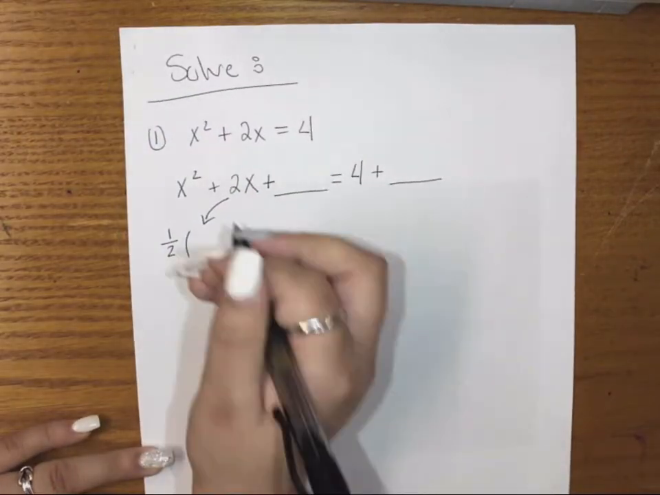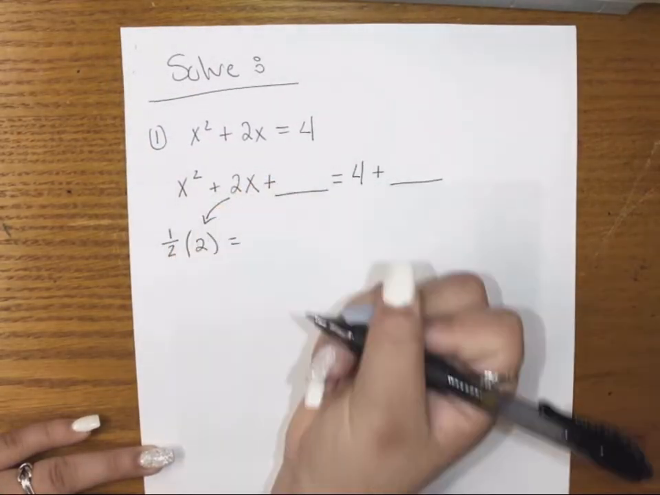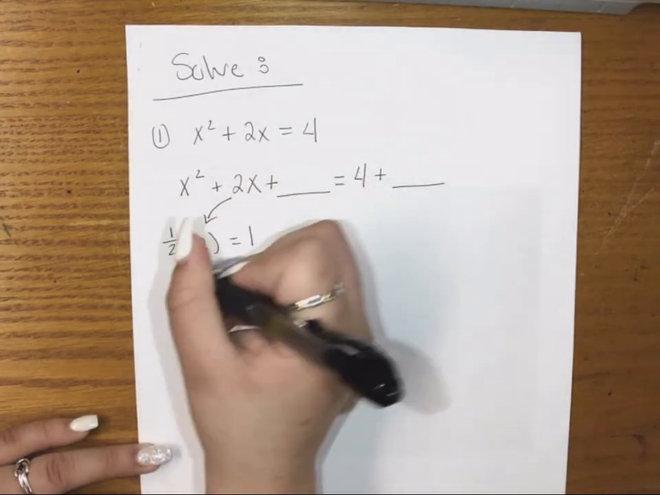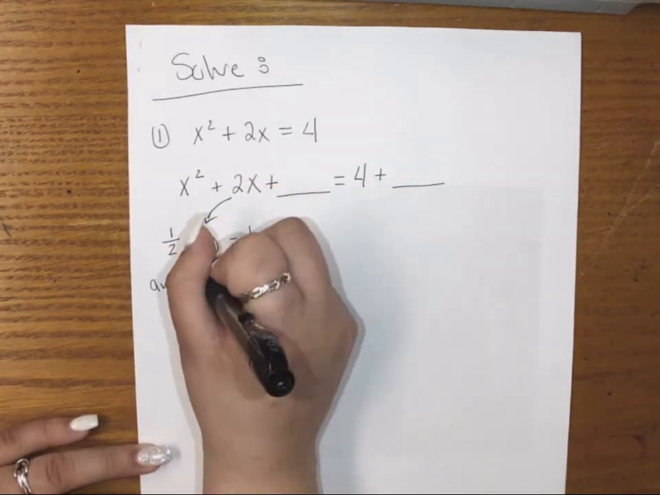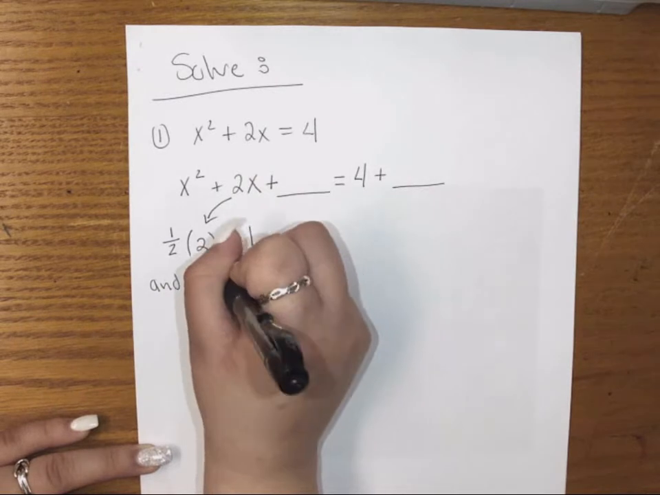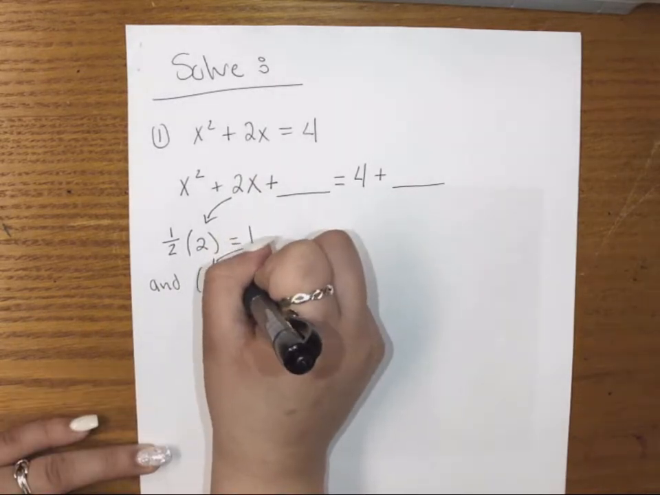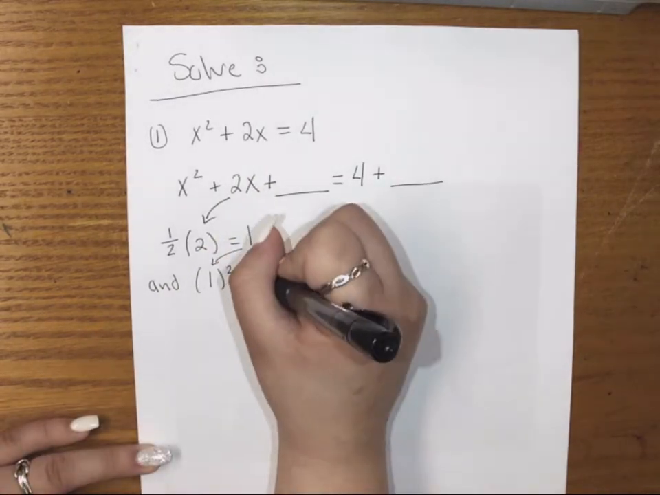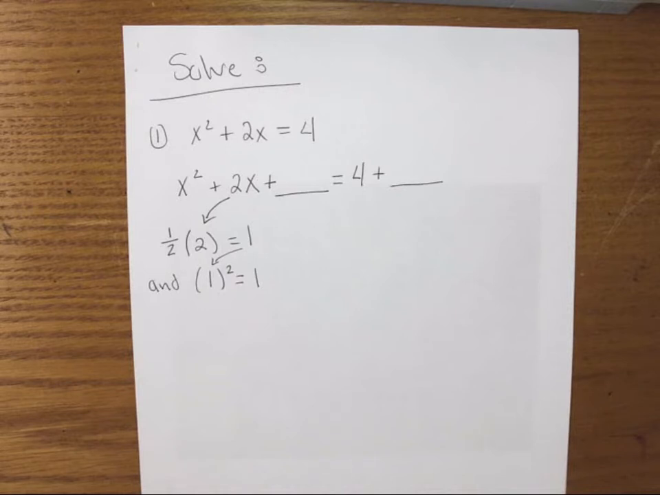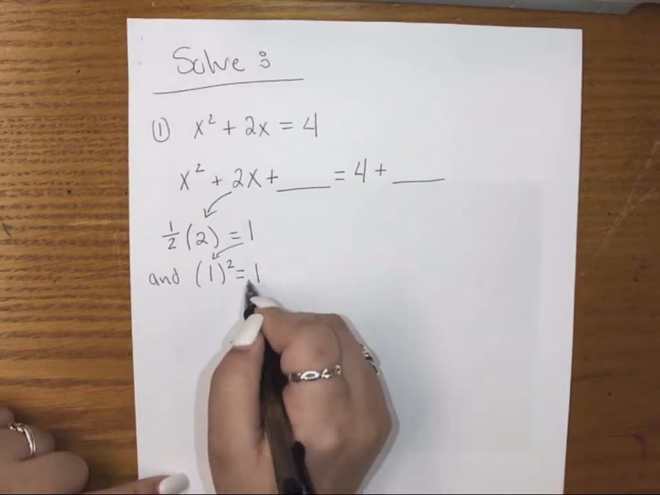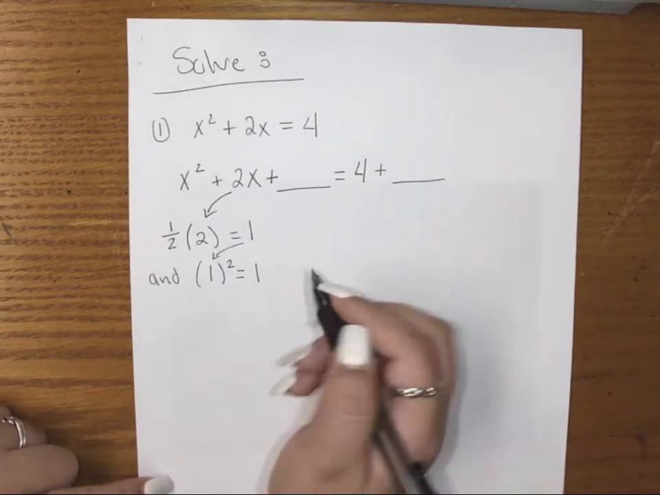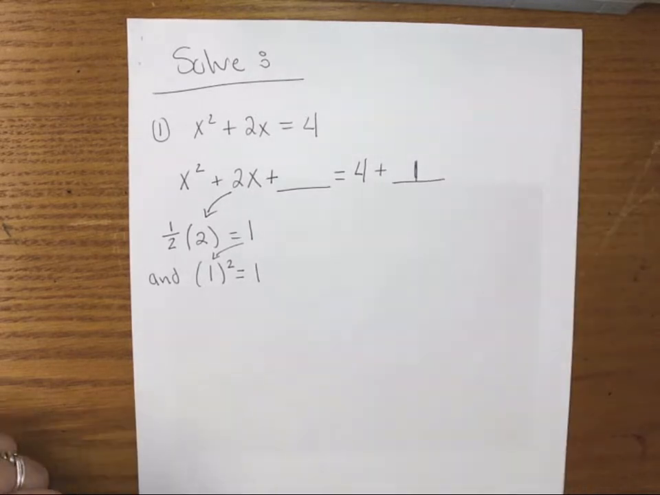So the process is you take half of the number in front of x. So we're going to take half of 2. So half of 2 gives us 1. And we take whatever value we got there. In this case, we got 1, and we have to square it. So 1 squared is 1. Here is my advice. Go ahead and simplify, because you can see that the number we have to add is 1. So we're going to end up adding 1.